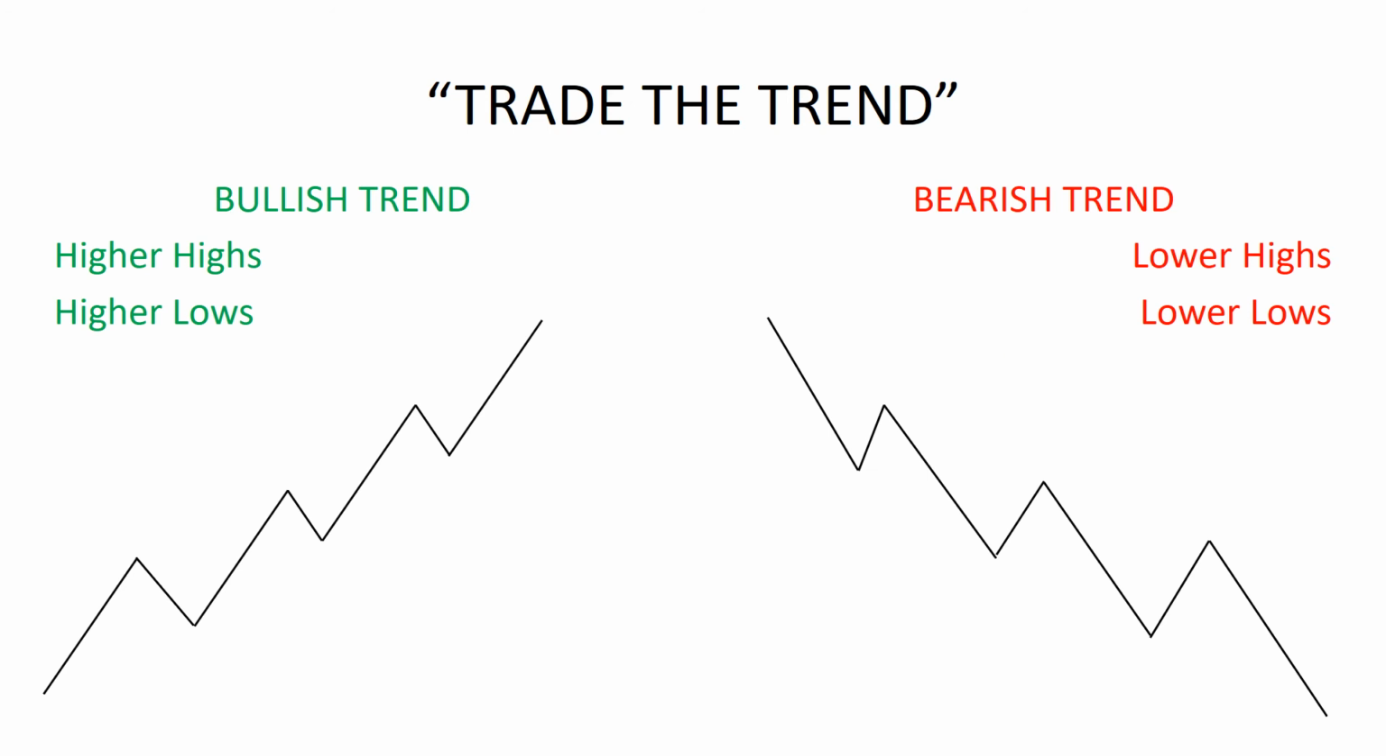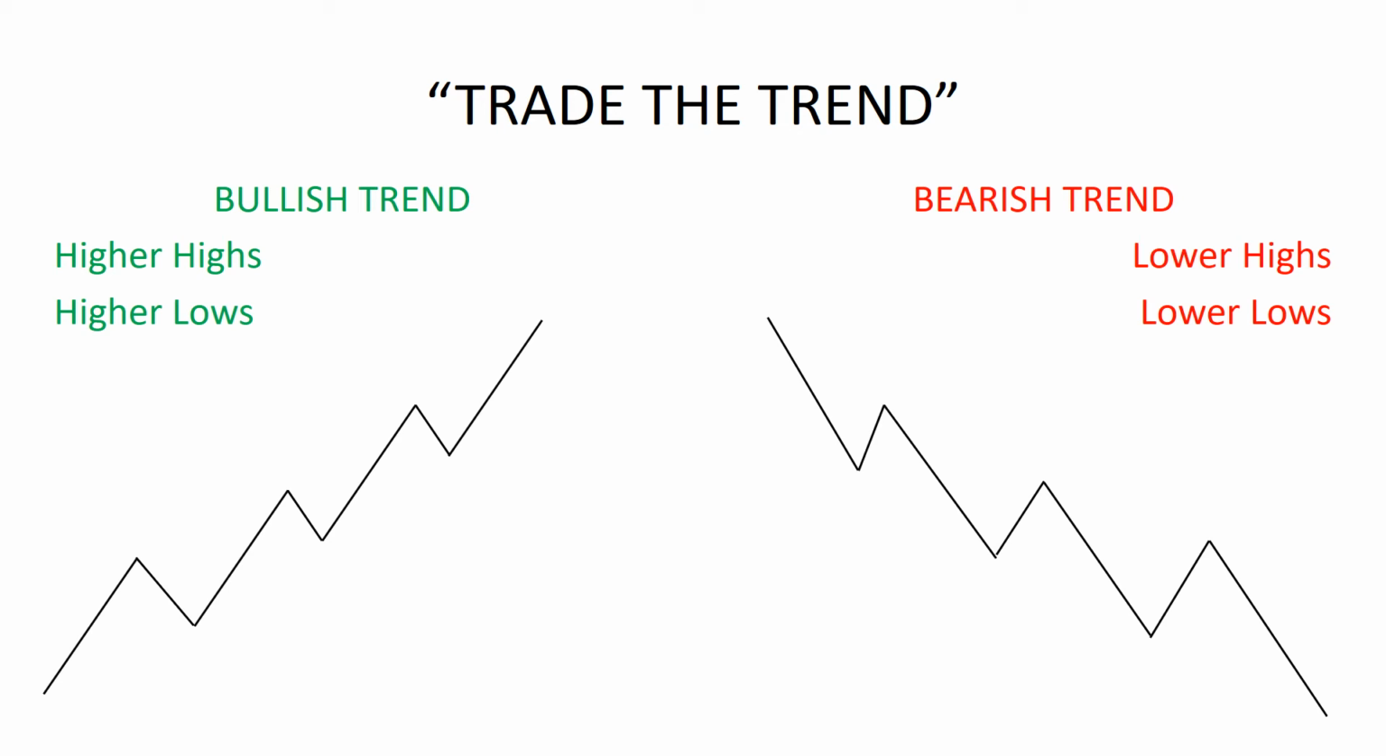Now, to trade the trend, there are two different types of trends. Obviously, I don't mean to insult your intelligence. This might be kind of obvious, but just to break it down, we have the bullish trend on the left side, which means the stock is going upwards, and the bearish trend on the right side, which means the stock is trending downwards. Now, in order to get a confirmed trend, you need to see higher highs and higher lows for a bullish trend and lower highs and lower lows for a bearish trend.